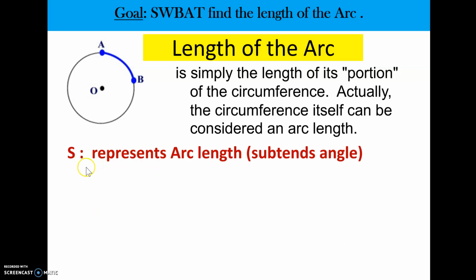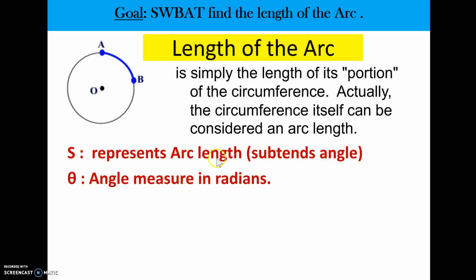Now, here are some new variables that you're going to see. In finding the arc length, we're going to use S as the variable for the length of the arc. And the S, we use that to show that it subtends that angle, so it opens up to that angle measure. Now, it could be angle measure in degrees or angle measure in radians. This formula is used for radian measure. That's why we're learning this, so take that into consideration. Now, theta here is going to be in radian measure.